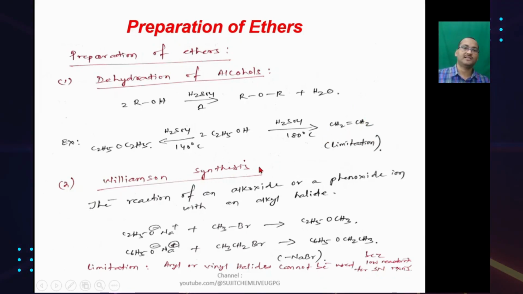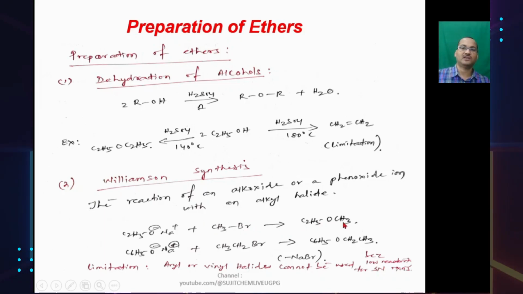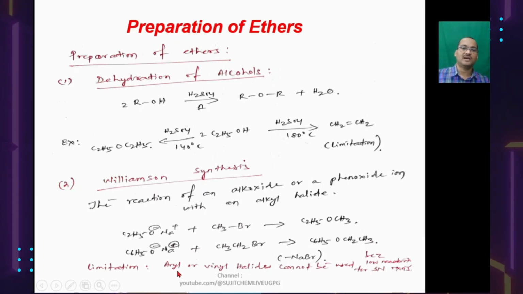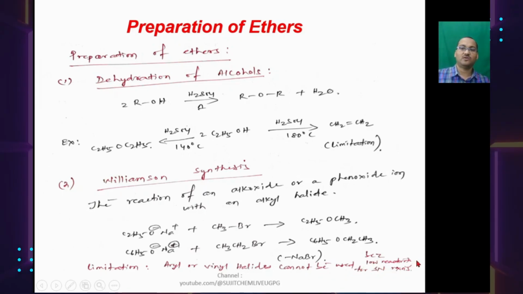The next is Williamson synthesis of ether. The reaction of an alkoxide or phenoxide ion with an alkyl halide. So C2H5O minus Na plus can react with alkyl halide CH3Br, so you can get the ether C2H5OCH3. Similarly, C6H5O minus Na plus can react with ethyl bromide CH3CH2Br, so we can get C6H5OCH2CH3. So the limitation: aryl or vinyl halides cannot be used because of low reactivity towards nucleophilic substitution reactions.